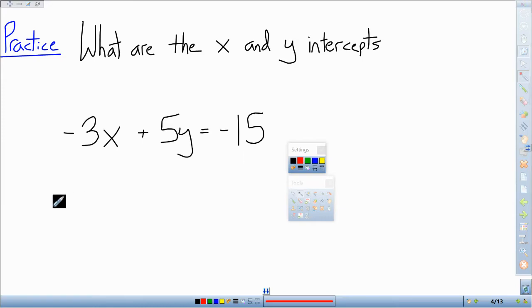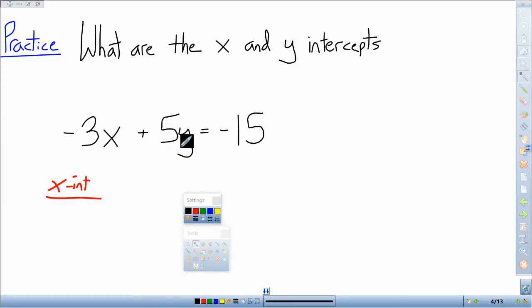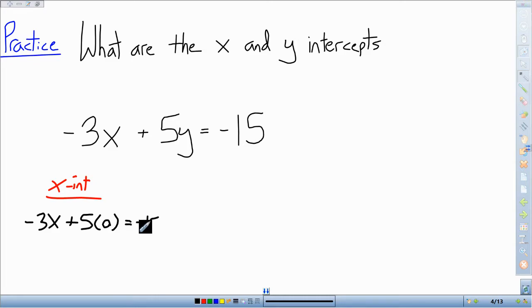All right, so starting with the x-intercept here. That means I'm plugging in 0 for y, so I'm going to rewrite my equation, plus 5, and I'm going to plug in 0 for y there, equals negative 15. This disappears, and I'm left with just negative 3x on the left, negative 15 on the right. Divide both sides by negative 3, and it looks like x is going to equal 5.